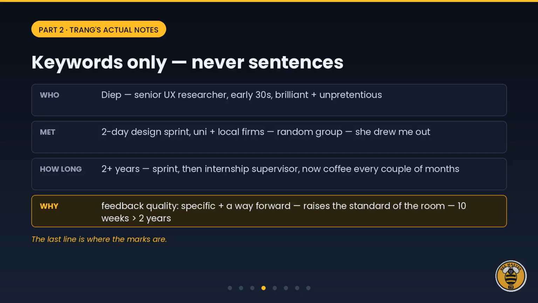And this is genuinely all Trang wrote in her minute. Keywords, no sentences, no grammar, nothing she would be tempted to read out loud. Look at how lopsided it is. The first 3 lines are just labels. The last line is the only one with an actual argument in it, and that is the line she will lean on hardest.